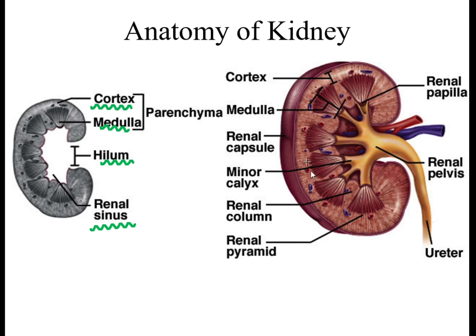As you can see here, this part is the cortex and this part is known as the medulla. The outer structure is known as the renal capsule. This one is the minor calyx, and the space between them is the renal column. This is the renal pyramid, the pyramid shape here, and this is the ureter. And these are the renal pelvis and the renal papilla.